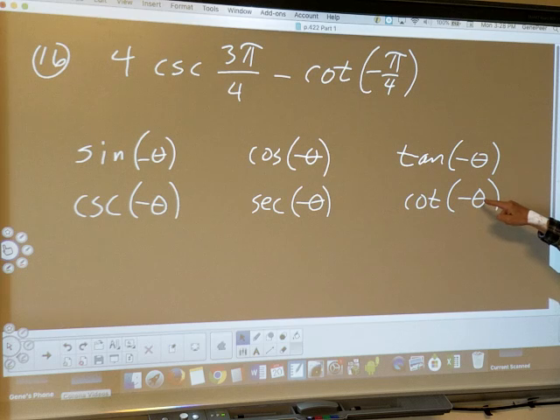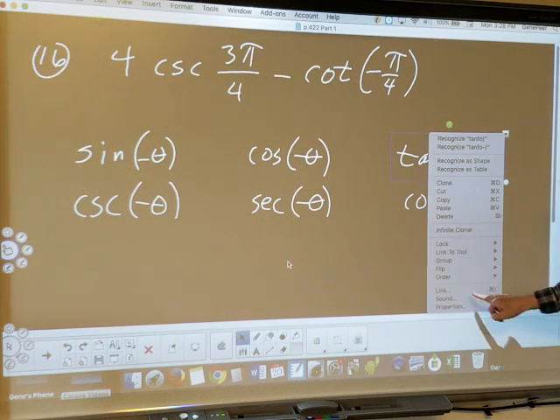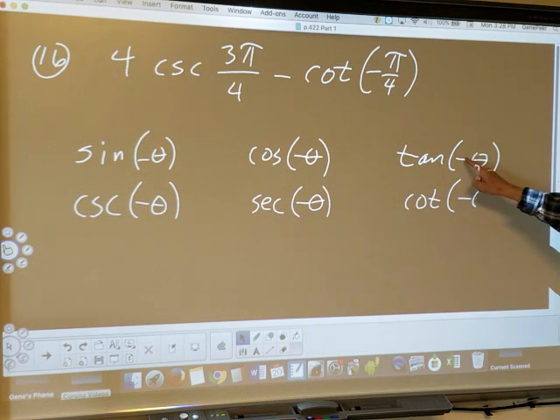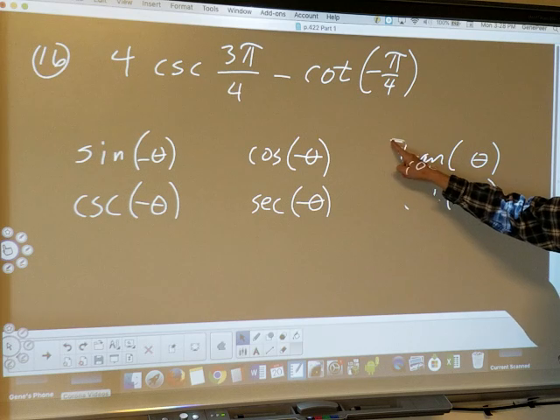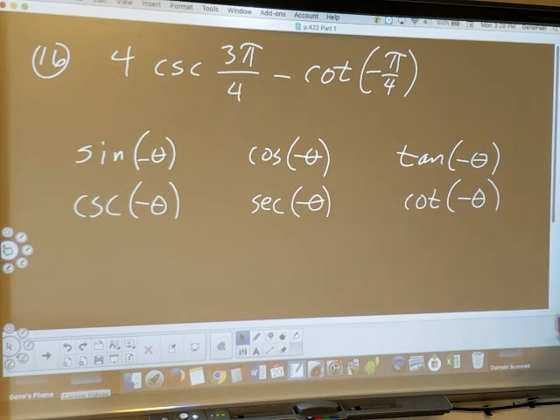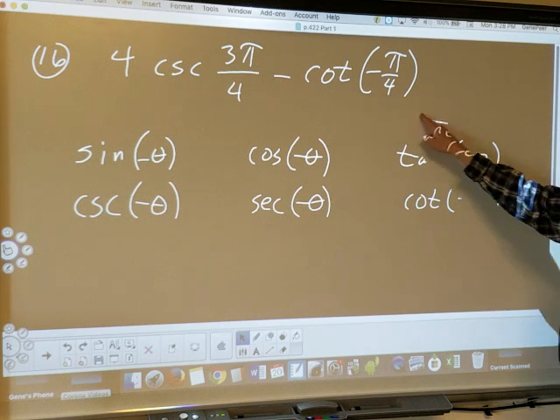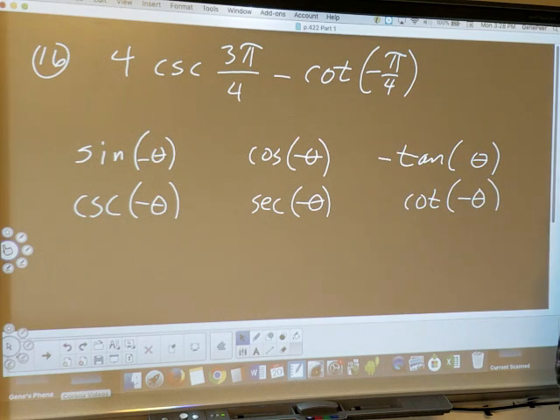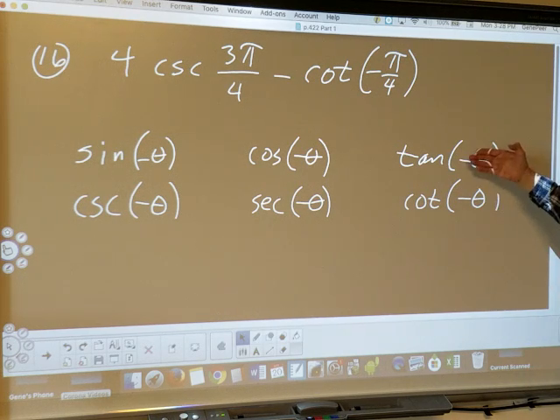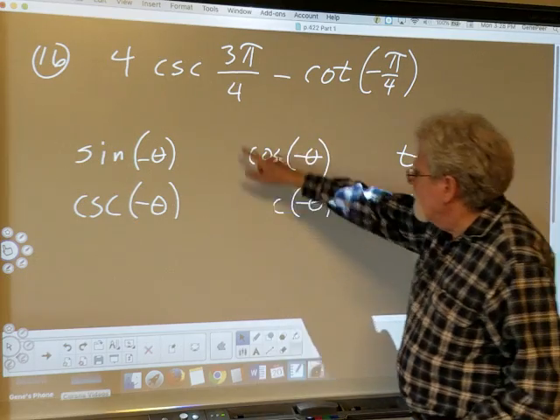For tangent and cotangent, same story. Exactly the same thing with tangent and cotangent. I can simply grab that negative sign and move it out here. So tangent of negative theta is the same thing as negative tangent of positive theta. You just pull out the negative signs for tangent and its reciprocal cotangent. The two in the middle, they're the exception.